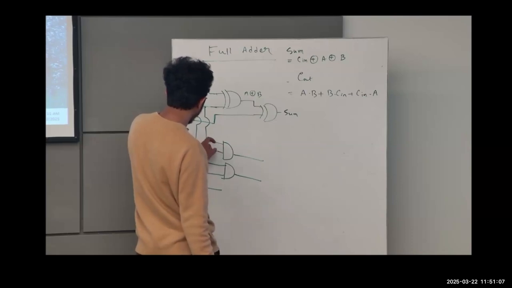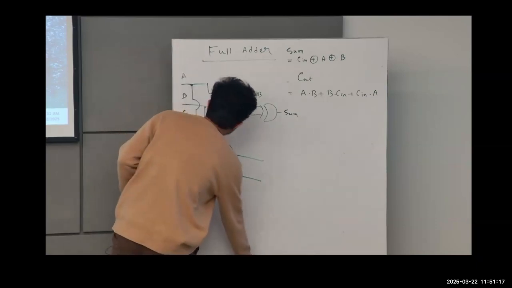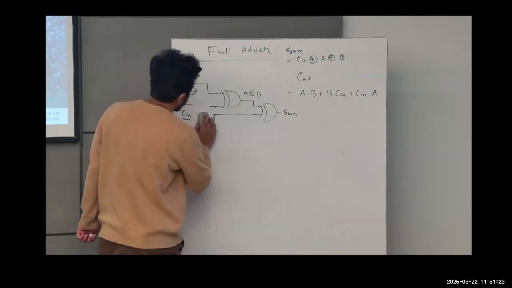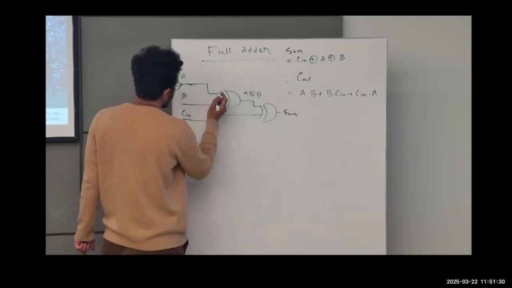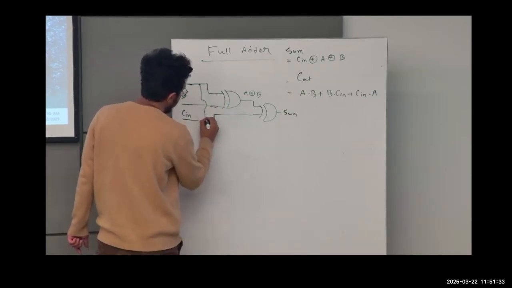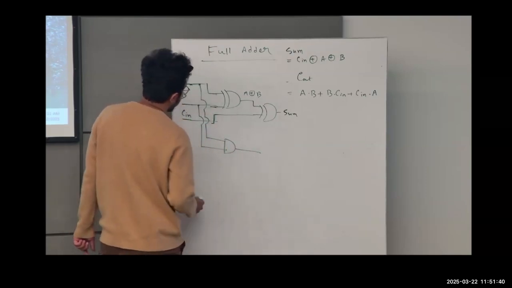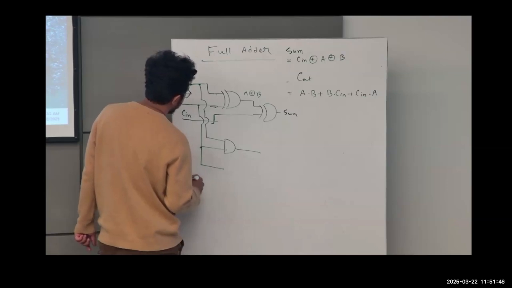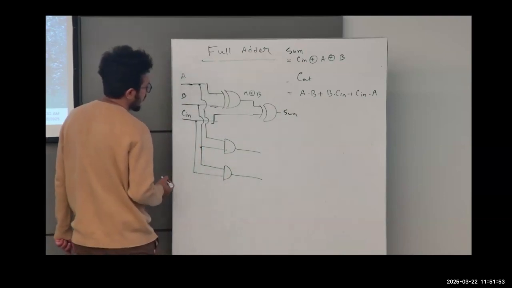Okay, let's draw it from the beginning. So we have A and B, this is A and B. Then we have B and C in. Then we have A and C in. Okay.